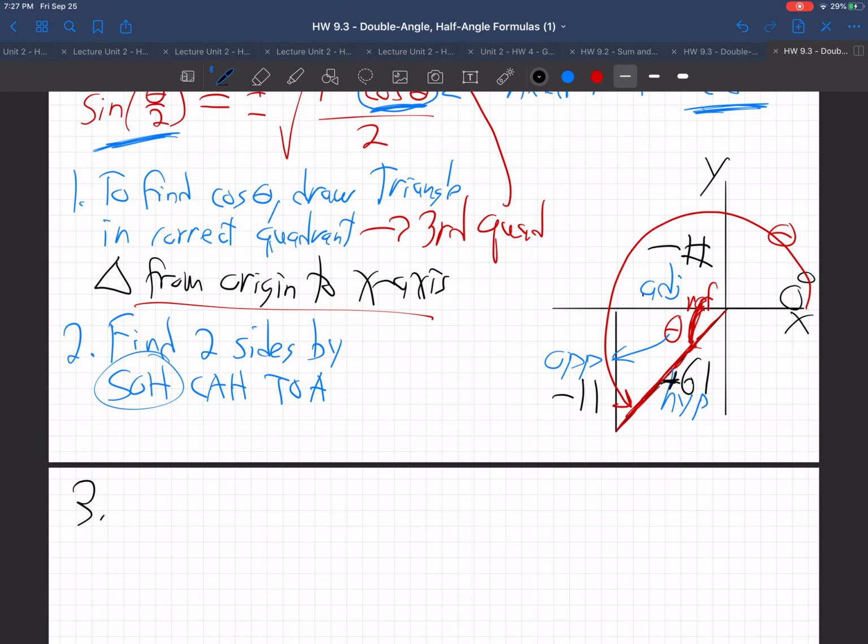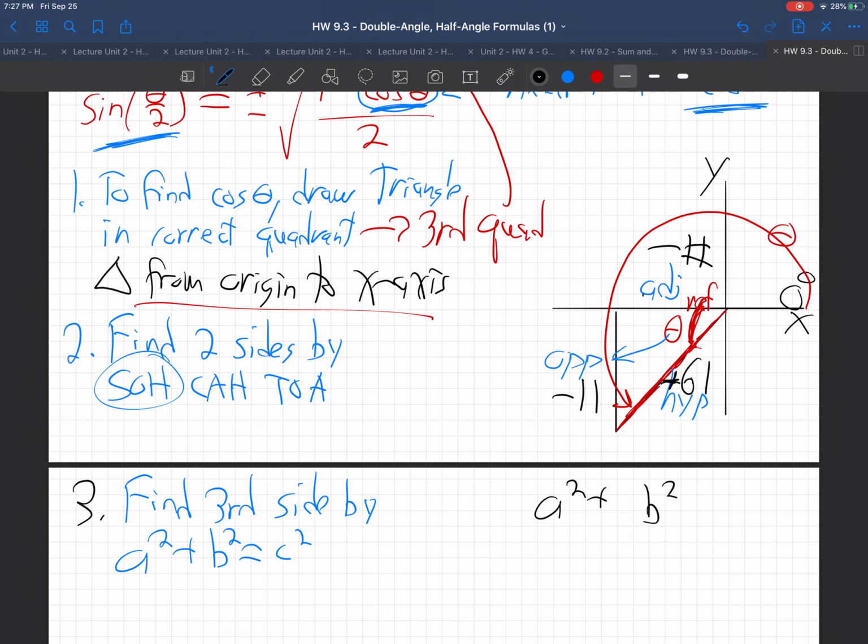So now, step 3, what are we going to do? We've got to find the third side by, you know, a squared plus b squared is c squared. So let's do it. A squared plus b squared is c squared. So what's the c? The c is the hypotenuse. The a and the b, it doesn't matter. You can put those in either order. Whichever one you want to call this one a or the other one b, whatever.